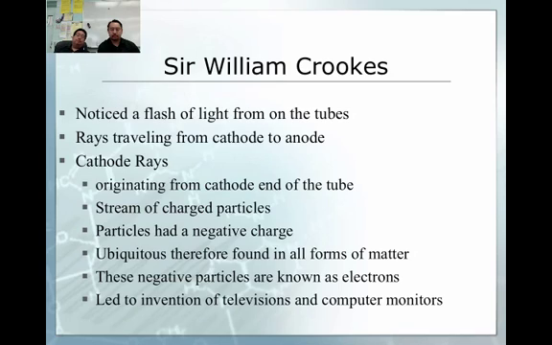And the other thing about cathode ray tubes that you might not realize is that this is like the grandfather that led to the invention of televisions and computer monitors. Basically, those were modified cathode ray tubes, which we don't actually use anymore, but that led to the beginning of that.